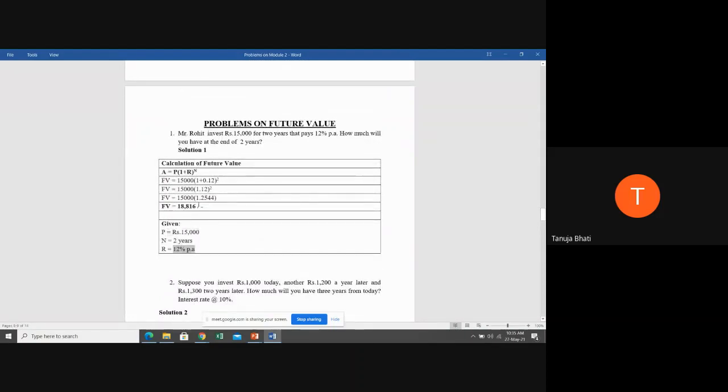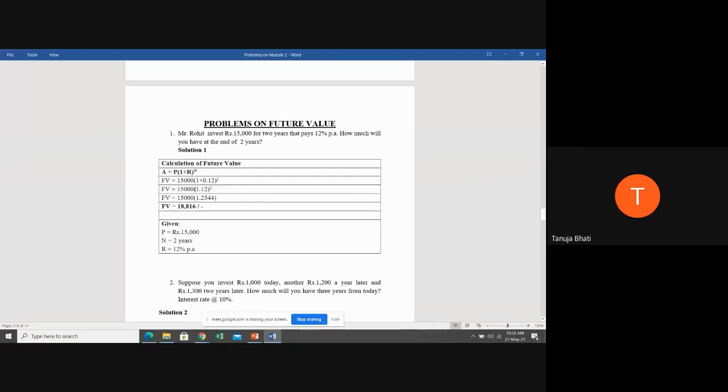Just substitute the figures in the formula, and you know how to solve this raised to power. I have taught you all in your previous lectures. So future value is nothing but 15,000 in the bracket 1 plus 0.12, which is 1.12 raised to 2. When you solve this using maybe a scientific calculator or using a table, how are you going to find out?